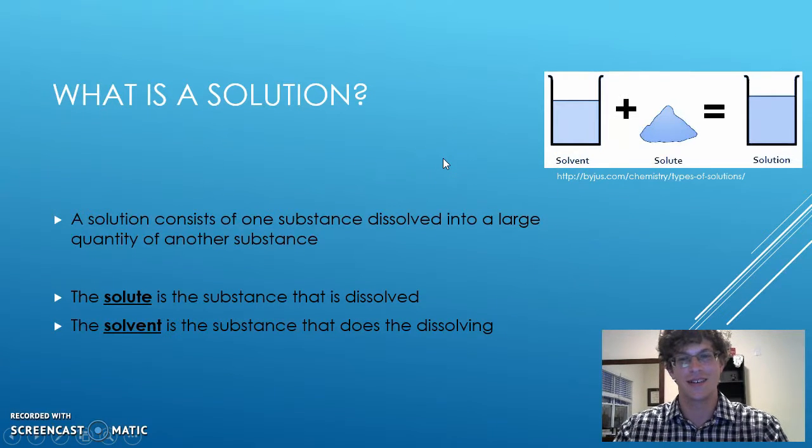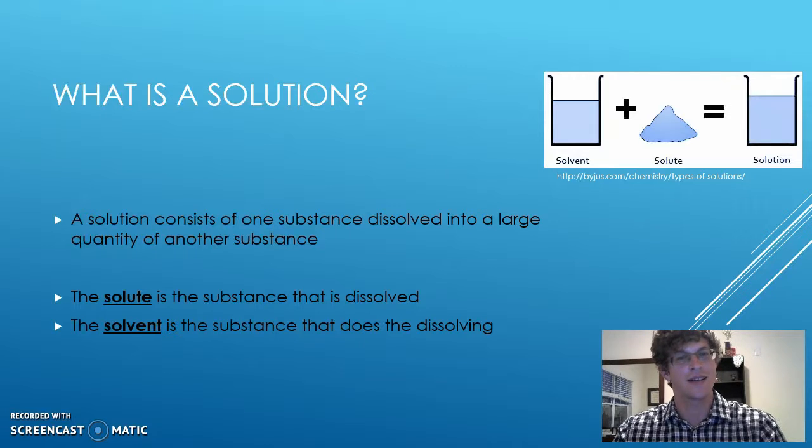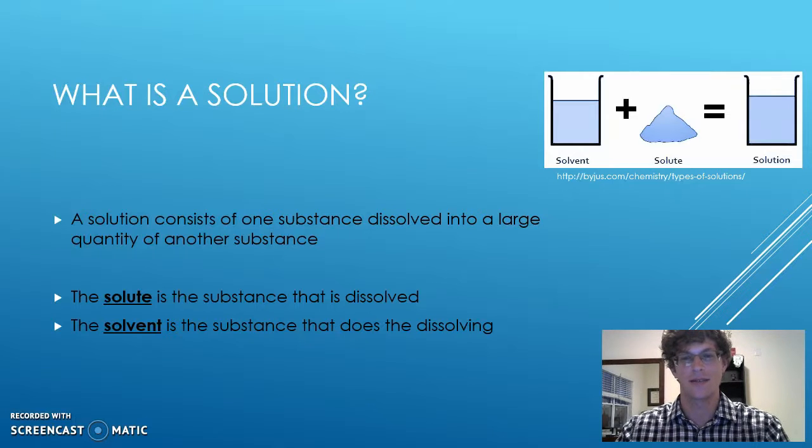Solution is not just the answer to a problem. In chemistry, it's one substance that's dissolved into a large quantity of another substance. So some vocabulary here. The solute is the substance that is dissolved, and the solvent is the substance that does the dissolving.